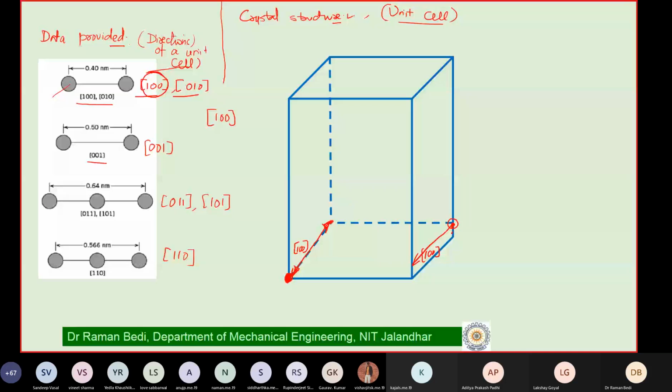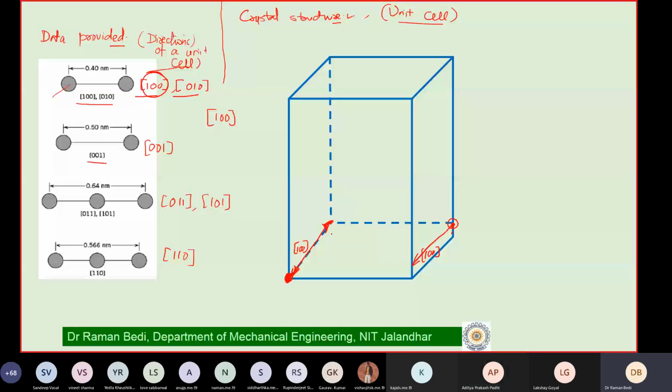If I say minus 100 and 100, are they the same? Sir, minus 100 and 100 are opposite in direction. My question is, are they crystallographically equivalent? Yes, sir. That's what we shall know.